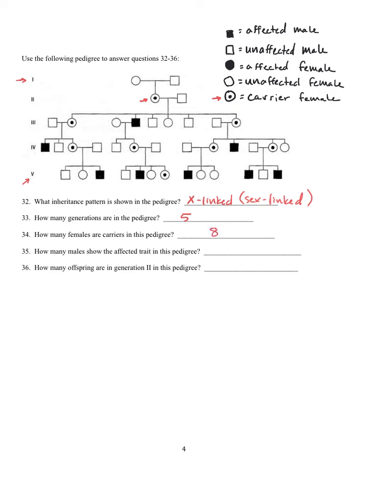Number 35 says how many males show the affected trait. Now we're looking for males that are shaded in, so boxes that look like that. If you see here, there's several. And if you count them all up, again, you should find 8. The last question says how many offspring are in generation 2 of this pedigree. Remember, offspring are indicated by a vertical line dropping down from the parents. So here we have only 1 offspring because the other person in generation 2 is a spouse or an in-law. And so there is 1 offspring from that generation 2.